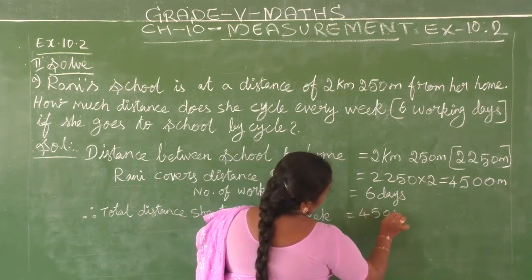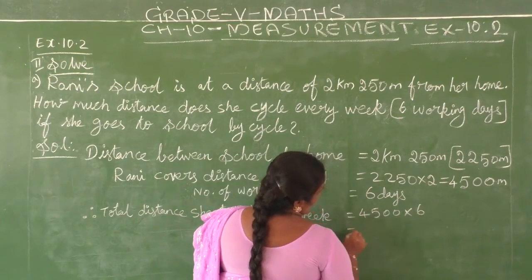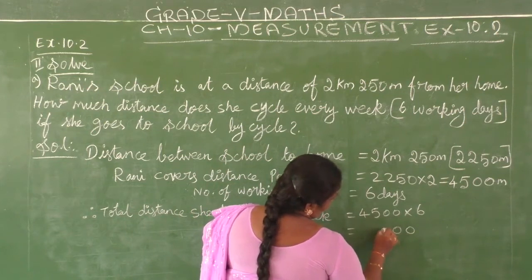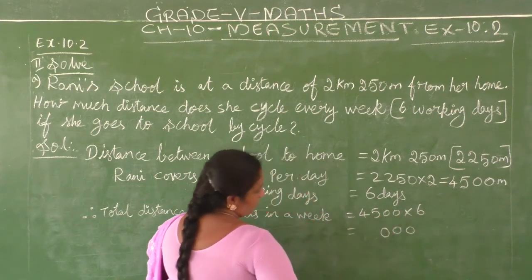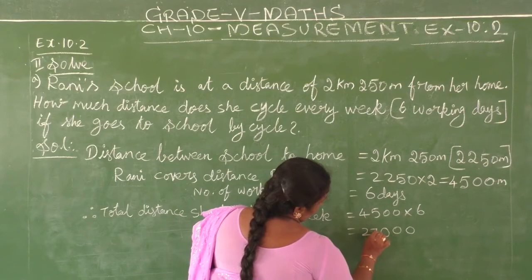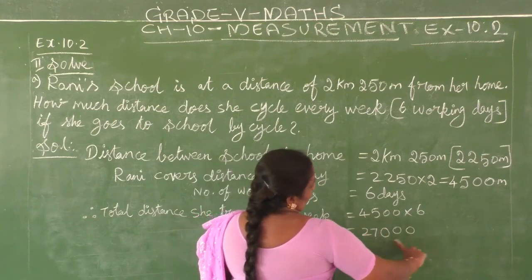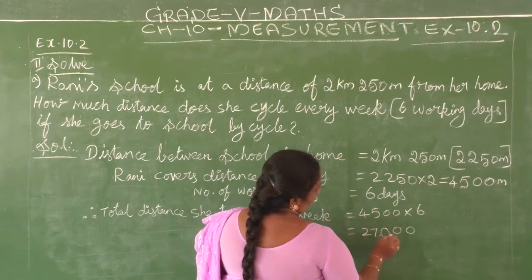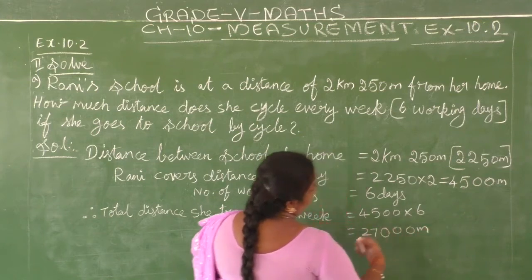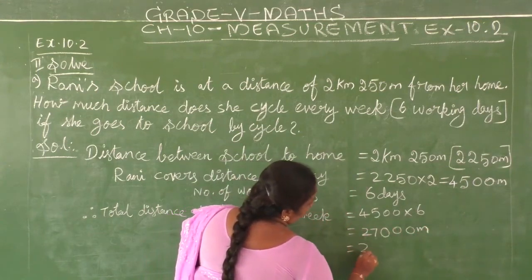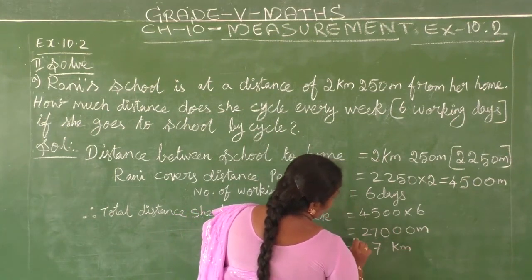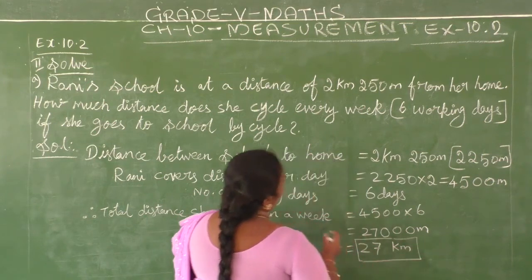4500 into 6. So 6 zeros are 0, 6 zeros are 0, 6 fives are 30, 0, remaining 3, 6 fours are 24, 24 plus 3, 27. So here there is no value for these zeros. Okay, no need. It's meter. 27000 meter. We can convert this into kilometer, which means 27 kilometer. Totally she travels 27 kilometer in a week.